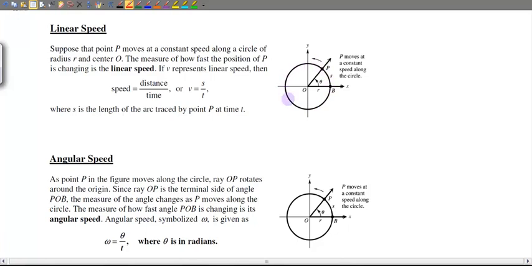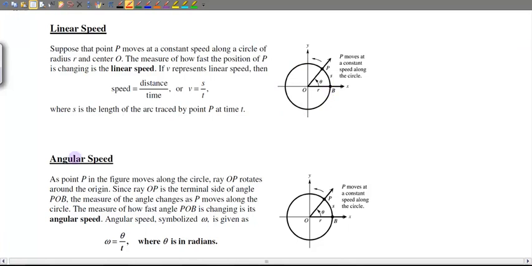If you think of speed, speed is generally listed as velocity. Our cars travel at a speed of miles per hour, right? So that's a rate, a distance versus time. So when we're talking about linear speed, it is along the outside of the circle, and it is the rate at which P is traveling along this line on the outside of the circle.